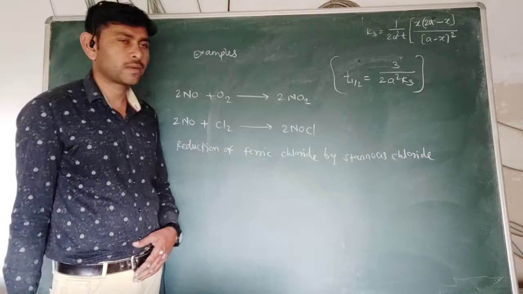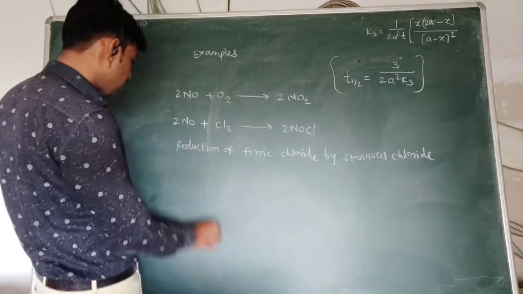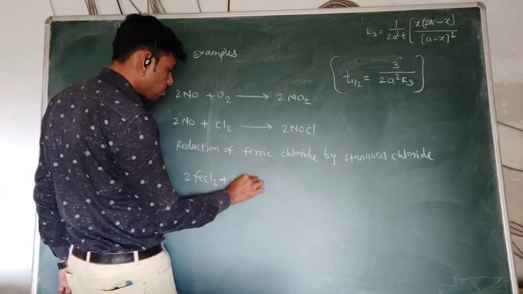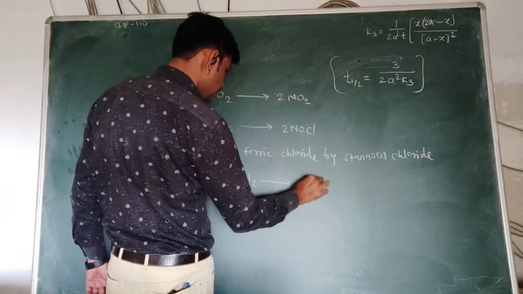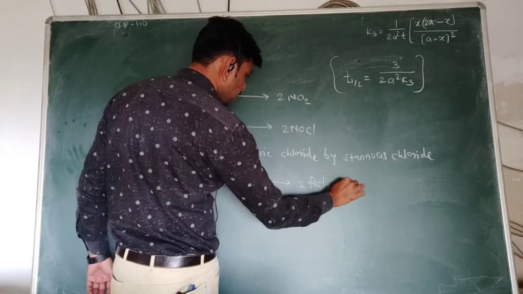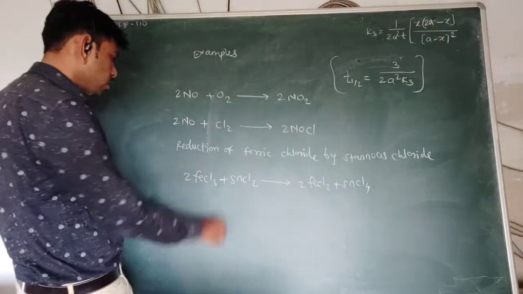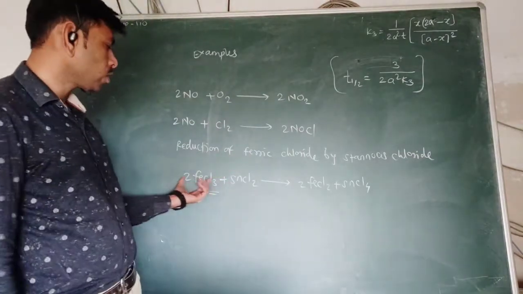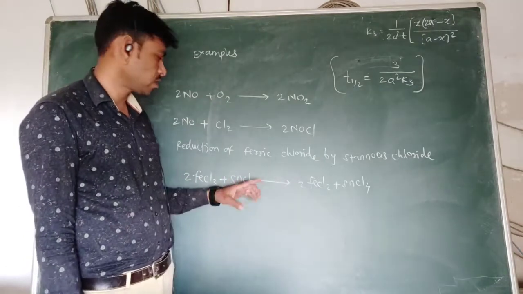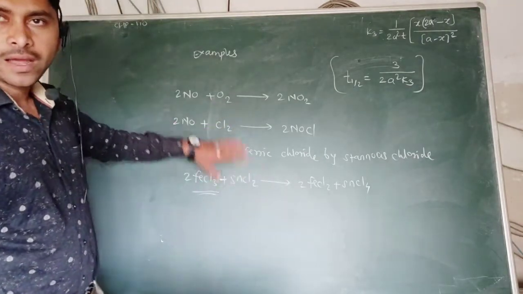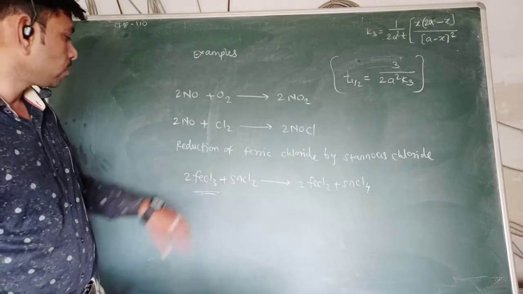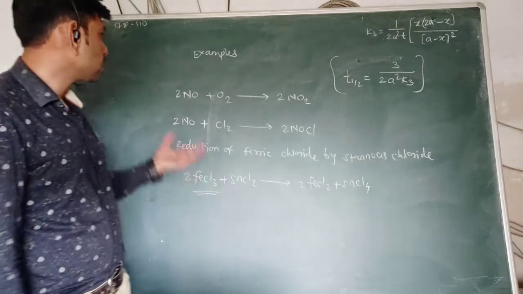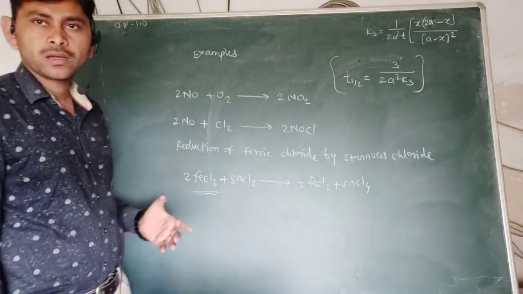Reduction of ferric chloride by stannous chloride is an example of third order reaction, such as 2 FeCl3 plus SnCl2 is converted into 2 FeCl2 plus SnCl4. So in this reduction to FeCl2, 2 molecules of FeCl3 and 1 molecule of SnCl2 are involved in the rate equation, and when the concentration of both or any one changes, there will be an effect on the rate of reaction. So these are the examples of the third order reaction.